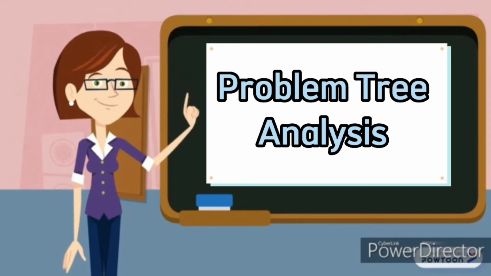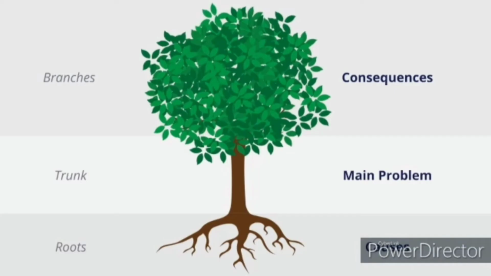Diagnostic tool number 2, the problem tree analysis. This mapping tool uses parts of a tree to illustrate the relationship between organizational problems and their causes as well as consequences. The trunk of the tree represents the problem identified by the organization, the branches symbolize the consequences of the problem, and the roots represent the cause of the problem.